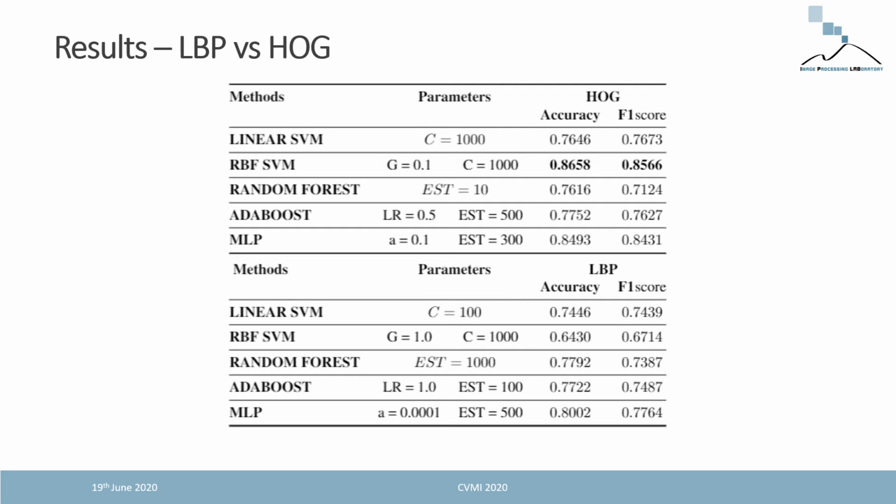With regard to HOG, our experiments have shown that the best classification results were obtained by using SVM with the RBF kernel. In this table, we reported the results in terms of accuracy and F1 score. We observed that RBF SVM achieved an accuracy and F1 score over 85%, with a gamma value of 0.1 and a C value of 100. Furthermore, MLP consistently held an F1 score of over 84%, with an alpha value equal to 0.1 and a number of estimators equal to 300. Nevertheless, we observed that SVM with the RBF kernel did not have a significant classification performance when using LBP features.